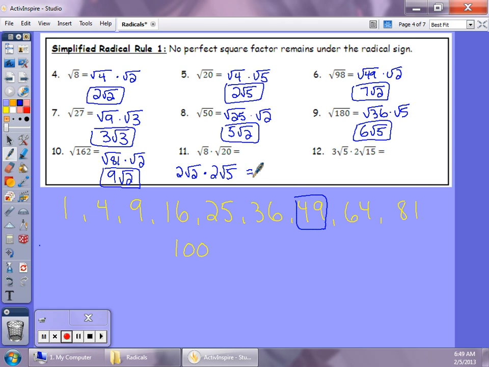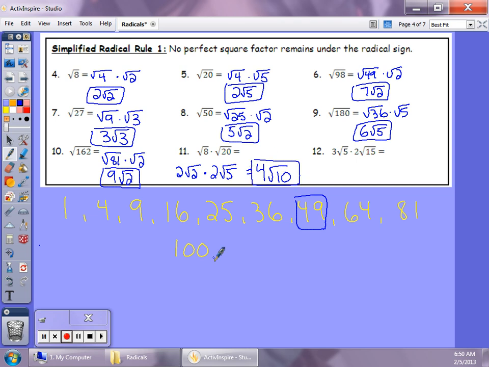When multiplying simplified radicals, you may only multiply numbers outside the radical with another number outside the radical. So we're going to take 2 times 2, which is 4. And you can only multiply numbers underneath a radical with another number underneath the radical. So here we have root 2 times root 5, which is root 10. And here is our simplified radical.